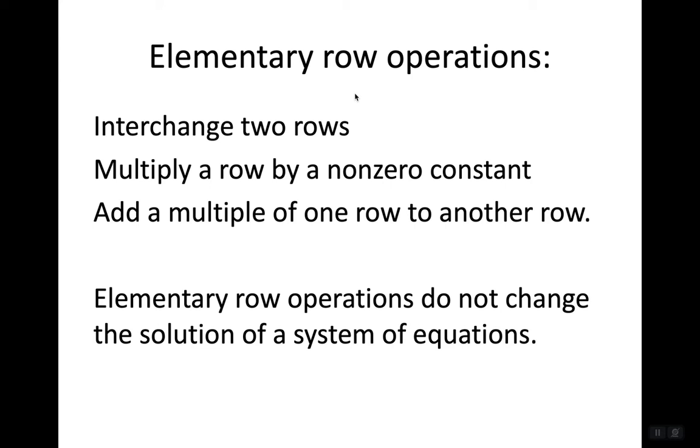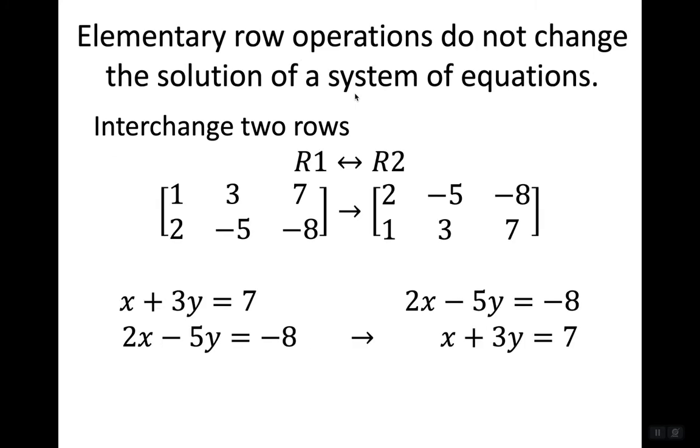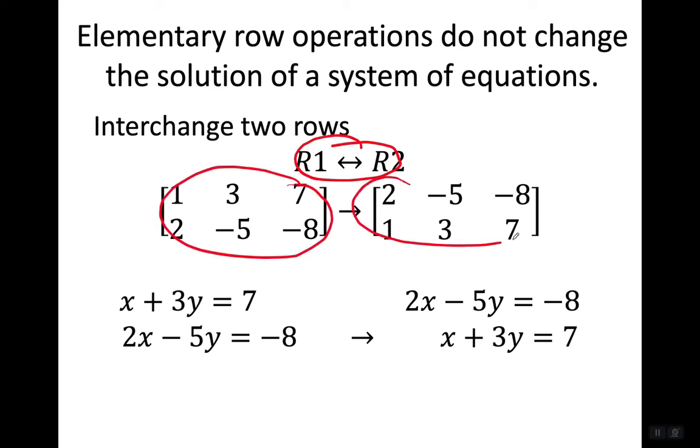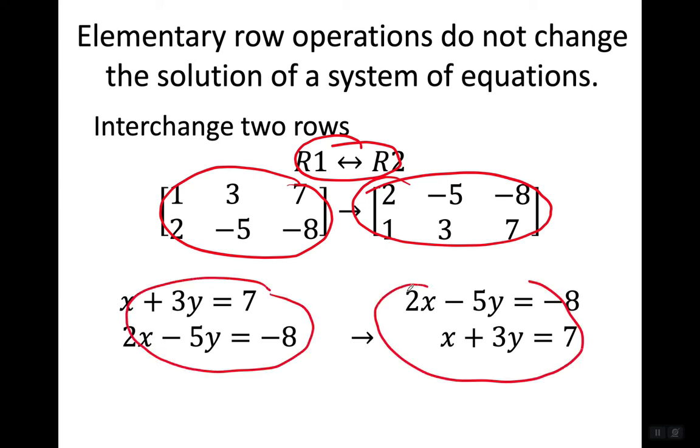Elementary row operations do not change the solution of a system of equations. Let me show you why. Interchange two rows. So let's say interchange rows 1 and 2. That would take this augmented matrix and replace it with this augmented matrix. Well, that's the same as interchanging equation 1 and equation 2. You're just interchanging the order of the equations. That's not going to affect the solution to the system of equations. So interchanging two rows doesn't change the solution.